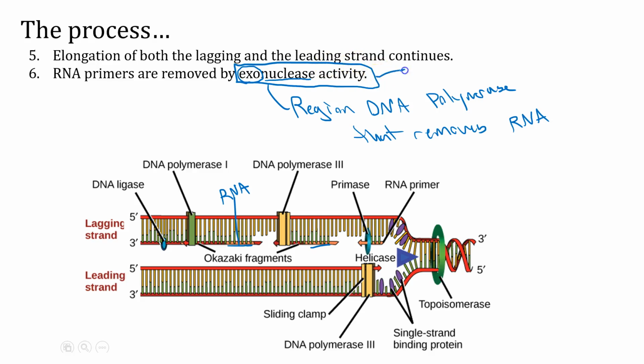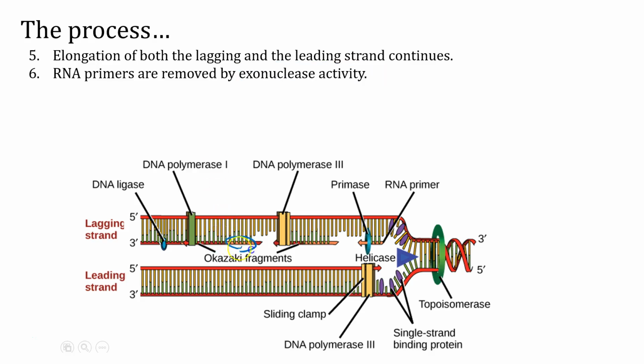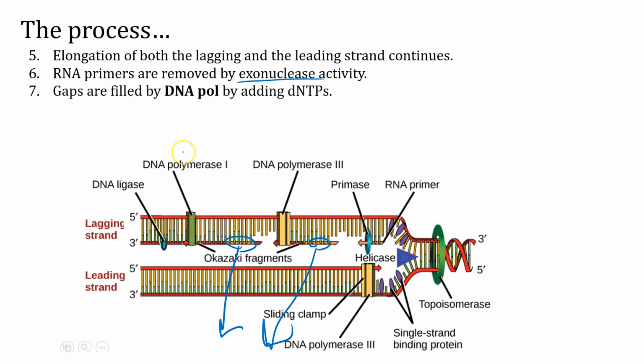This is more of something that's done by the other DNA polymerase molecules. So DNA polymerase 3 doesn't so much have this capability, but some of the other DNA polymerase enzymes do. But that's what needs to happen. These little RNA primers have to be taken out, and they're taken out through the exonuclease activity of the other DNA polymerase molecules.